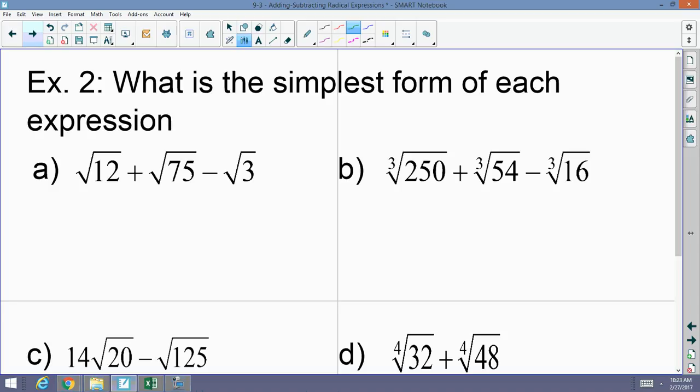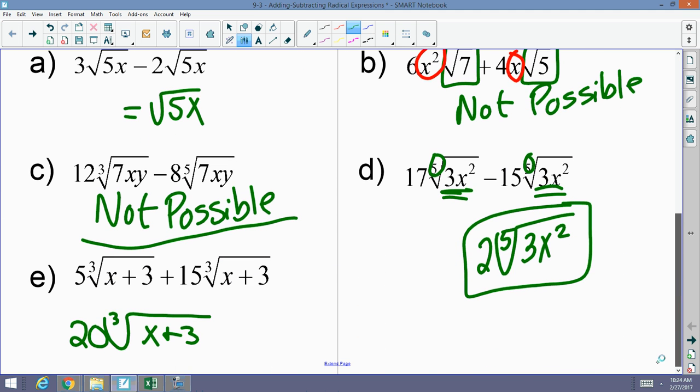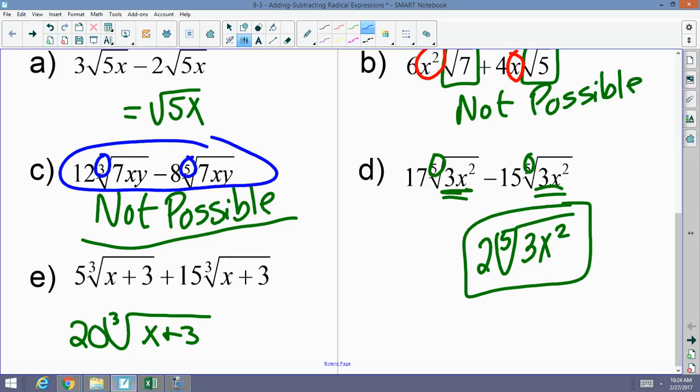Now, you may look at this right off the bat and say square root of 12 plus square root of 75 minus square root of 3. Oh, this is easy. You cannot add these. Yes, you can. Before you start adding, you have to always try to simplify, okay? Now, you may say, you just told us you can't do anything. You're right. In a situation like this, I did not have the same index, so right off the bat, I can't do anything. It's not going to work.